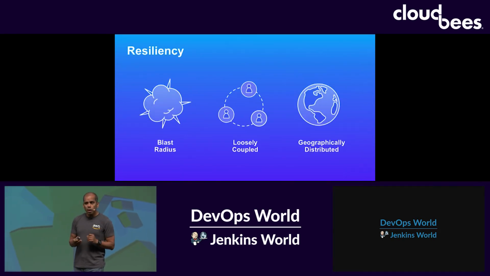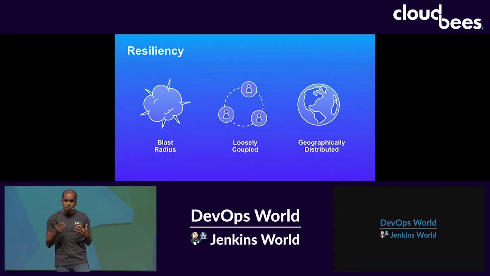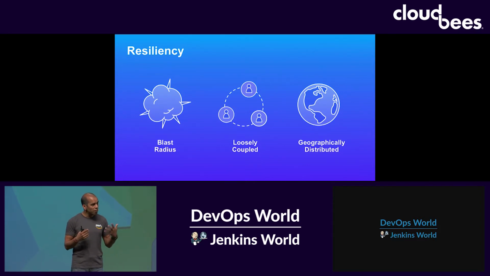The next principle for building cloud-native applications is really resiliency. Resiliency is the ability of a system to adapt to changes, failures, and disturbances in your environment. There are 3 concepts when we look at resiliency: blast radius, loosely coupled architecture, and geographically distributed. We'll talk about blast radius in a bit, but let's talk about the other 2 first.